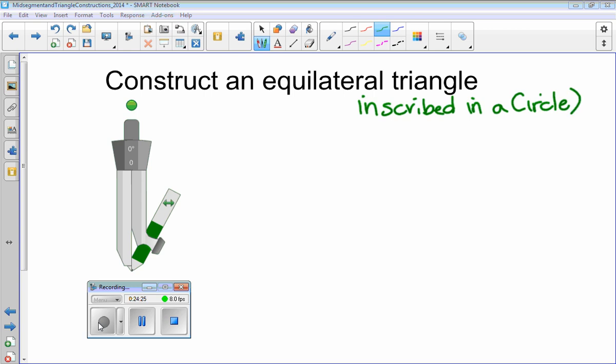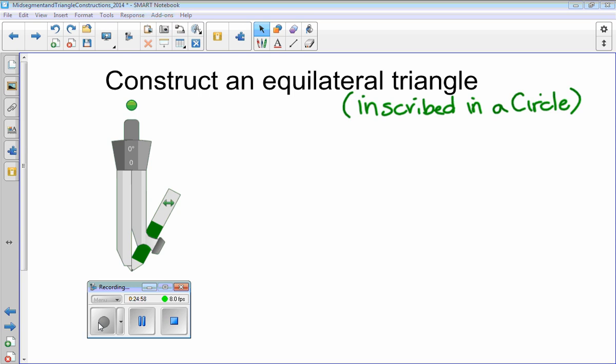So we first have to talk about what inscribed means. What does inscribed mean? Say it louder. Inside it? Is that what you said? That's what I heard you say. Yeah, it does mean that. It just means inside. To be more specific, the vertices or the points of the triangle are going to be on the circumference of the circle. So the points of the triangle are going to be touching the circle. The vertices are going to be on the circumference.